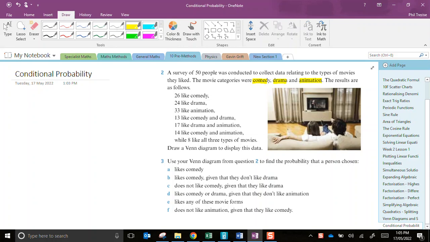The results are as follows, and there's lots and lots of information. Some like only comedy or drama or animation, some like two of them, some like all three of them. And our job is to draw a Venn diagram to display the data.